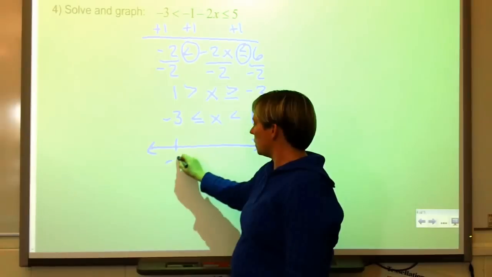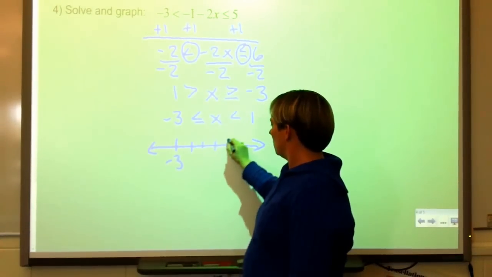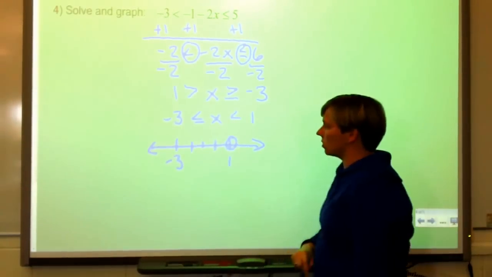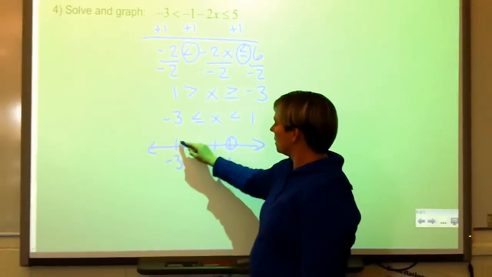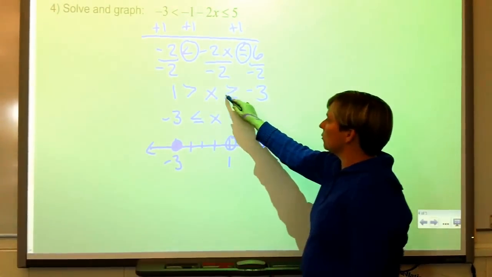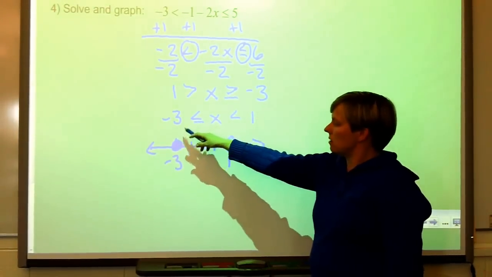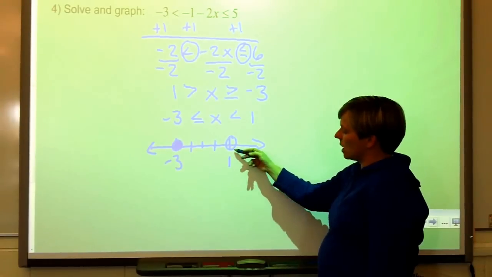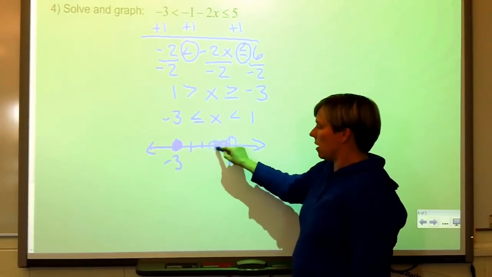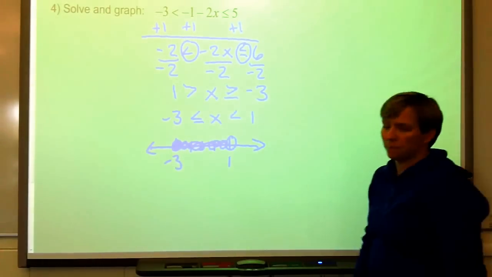When I go to graph this one, same thing: open circle on 1 and closed circle on negative 3. I want to be greater than or equal to negative 3 this way, and at the same time I want to be less than 1, so that means I shade everything in here.